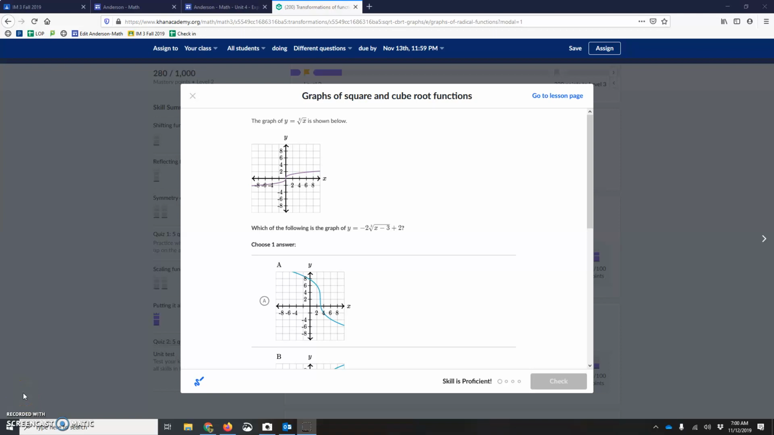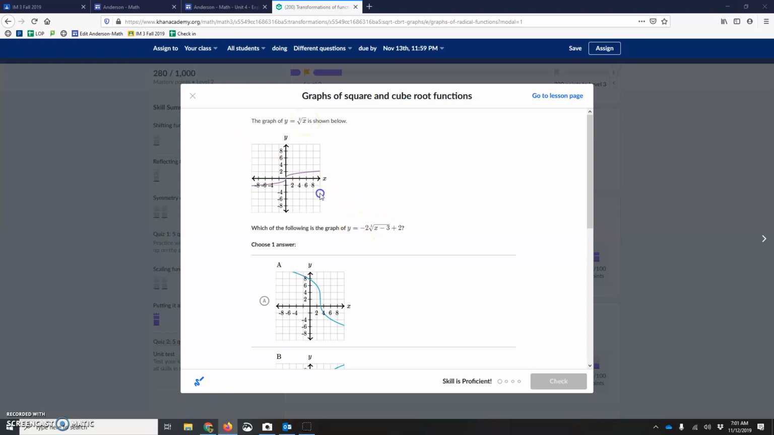Alright, graphs of square root and cube root functions. So we have y equals cube root of x below. Now this is asking us what times what times what equals x. So if we put in 8, the value would be 2 coming out, because 2 times 2 times 2 is 8. The cube root of 27 will be 3, because 3 times 3 is 9, times 3 is 27.